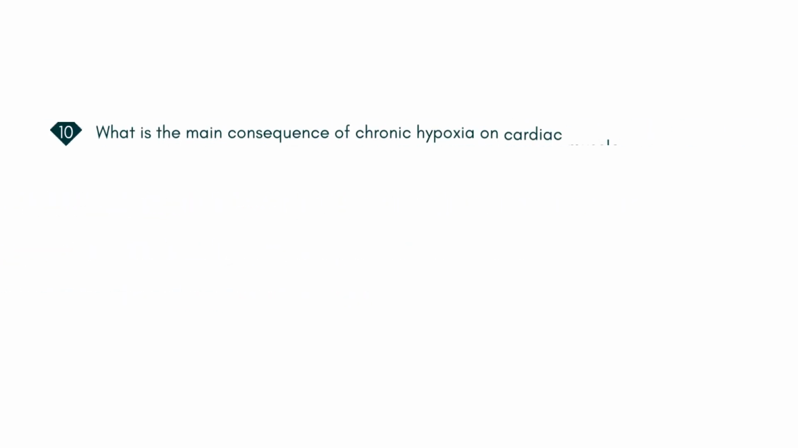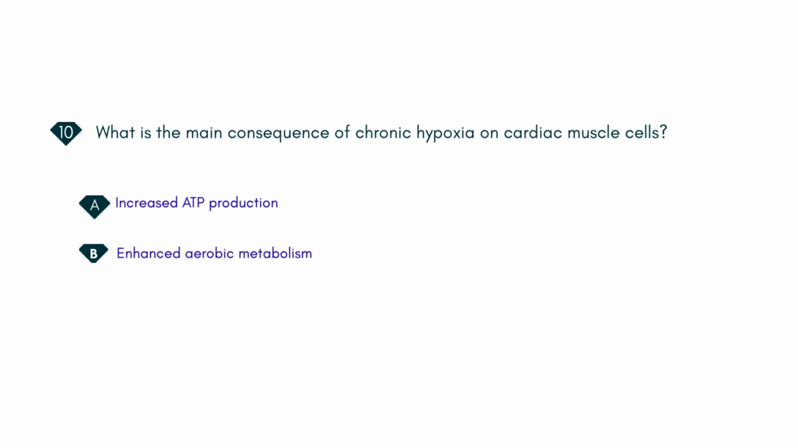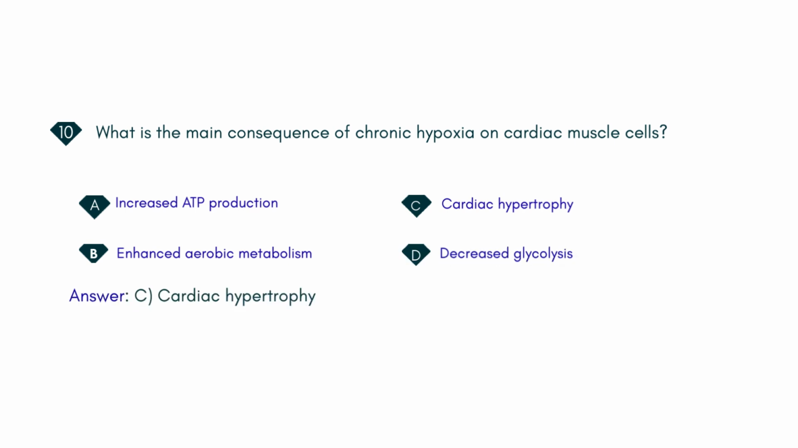What is the main consequence of chronic hypoxia on cardiac muscle cells? A. Increased ATP production. B. Enhanced aerobic metabolism. C. Cardiac hypertrophy. D. Decreased glycolysis. Answer C. Cardiac hypertrophy.